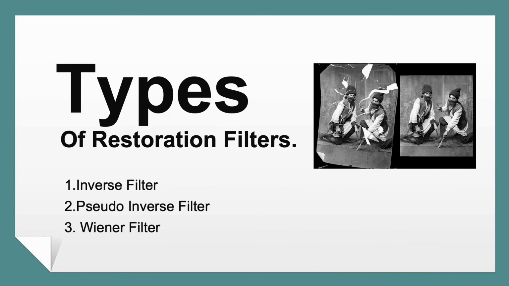So let us discuss the types of restoration filters. The first one is inverse filter. The second one is pseudo inverse filter, which is basically a modification of the inverse filter, and the third one is Wiener filter. There are many other filters, but these are the basic filters which are used in many areas, in many industries to restore the image.